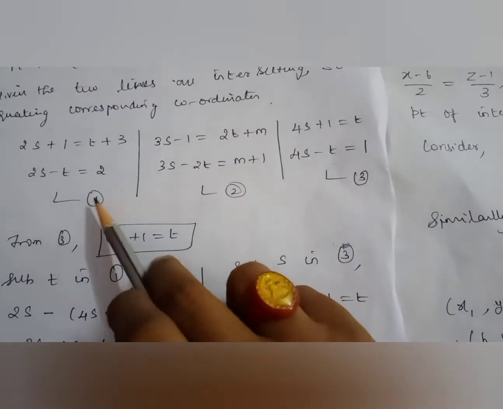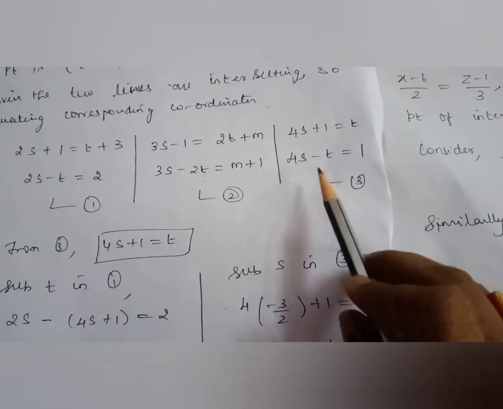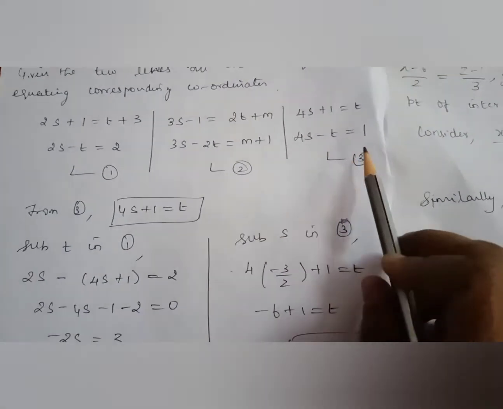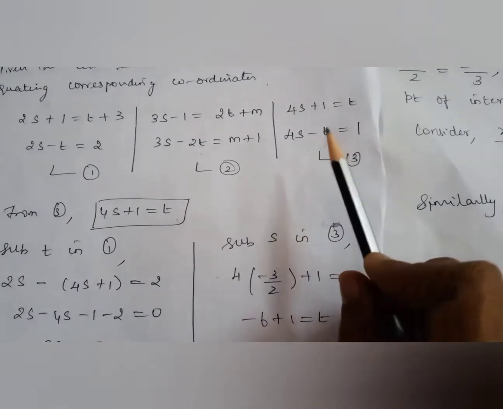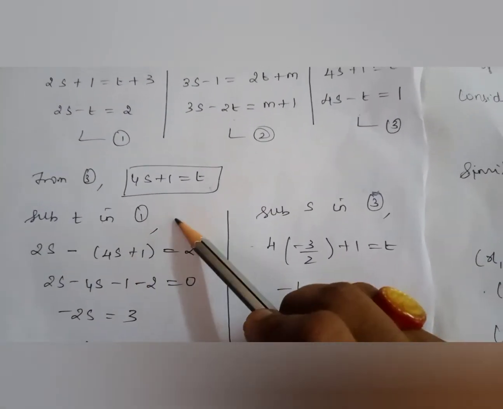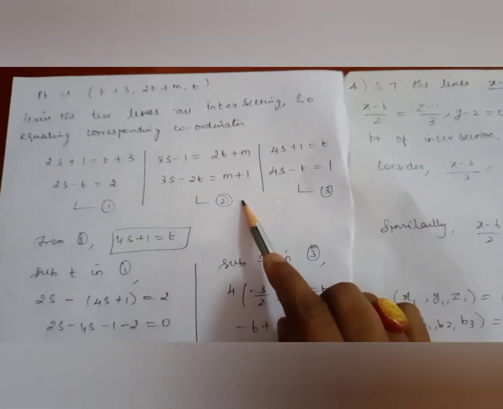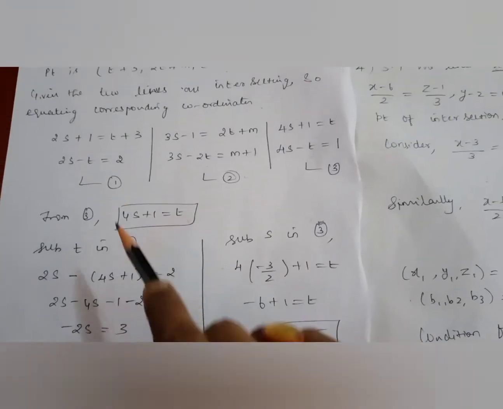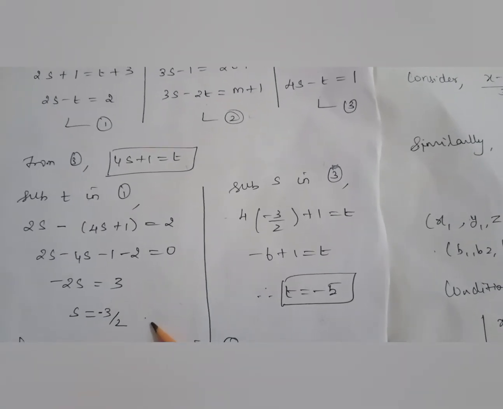So when I am equating, I am getting 2s minus t equal to 2, 3s minus 2t equal to m plus 1, 4s minus t equal to 1. From here, 4s minus t equal to 1, I can write the t value by taking the 1 this side and the t the other side. So I am getting t is equal to 4s plus 1. Either in the first equation or in the second equation, I will substitute the t value as 4s plus 1. So I am substituting t as 4s plus 1 in the first equation, that is 2s minus t equal to 2, from which I am getting the value of s to be minus 3 by 2.